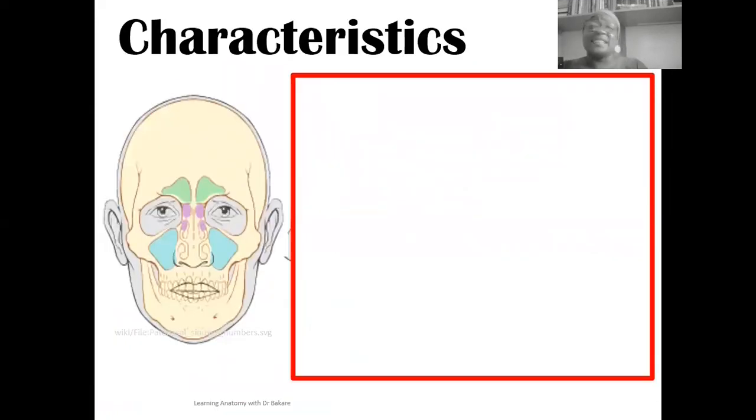Going further on the characteristics, we know that the paranasal sinuses are air-filled spaces that are located around the nasal cavity, and that is where the name is drawn from. It means that they are sinuses that are located around the nasal cavity. So that is why we have the name paranasal sinuses. So let's dive in to see the characteristics of these sinuses.